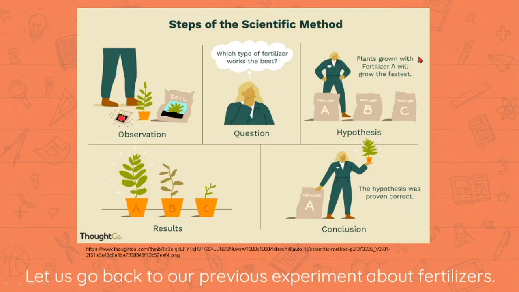To make sure whether this hypothesis is correct or not, you need to conduct an experiment. Based on your experiment, your results showed that plants with fertilizer A have the best result. Therefore, your conclusion is your hypothesis was proven correct. So you're now going to accept this hypothesis in which fertilizer A is the best fertilizer among the 3.